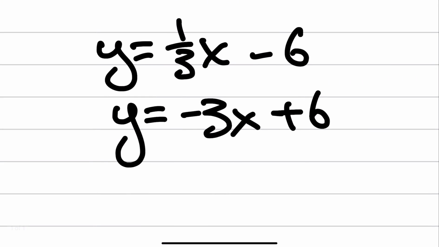Okay, let's take a look at the next one. So we have y equals 1 over 3x minus 6 and y equals negative 3 over x plus 6. Again, these are going to be in our slope-intercept form. So this number here is going to be our slope for the first one, and this is our second one. All right, so let's put this over 1.